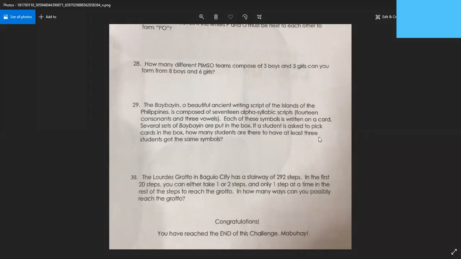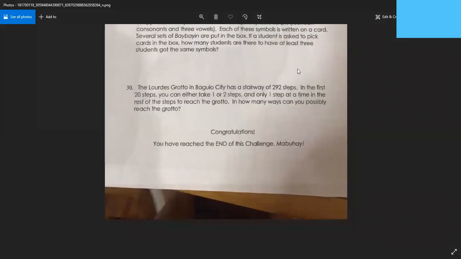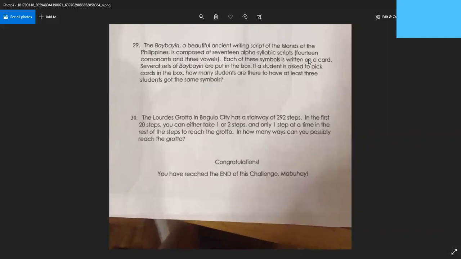Now, 29, let's skip this one first. The last one is 30. And this item is somehow very long. This is the only way to do this one, because I checked the internet. I'm looking for a formula. I can't find a formula for this one. So this is the only way to do this.